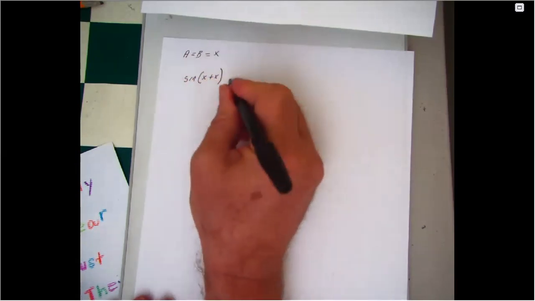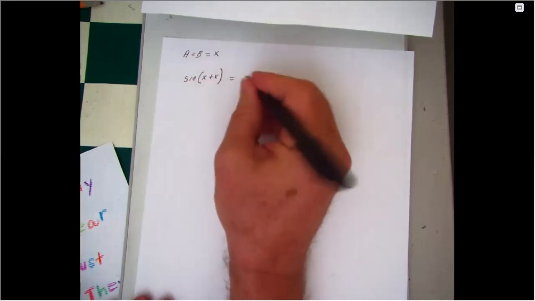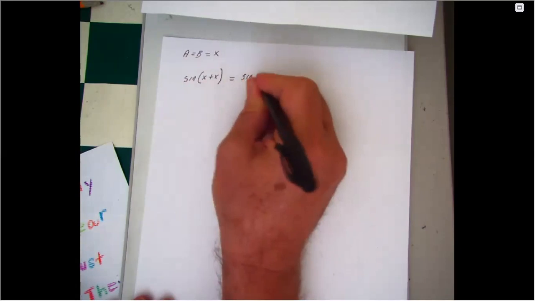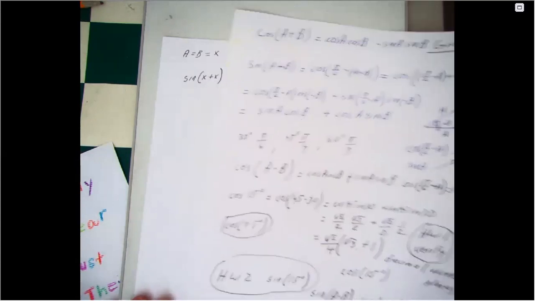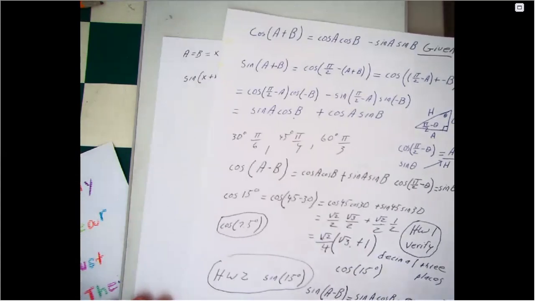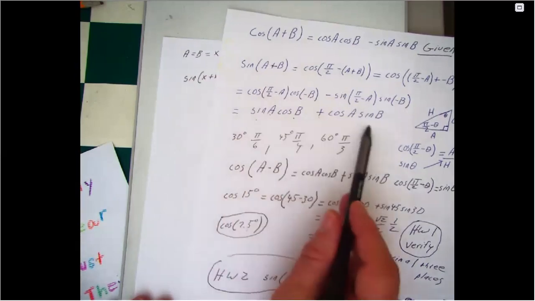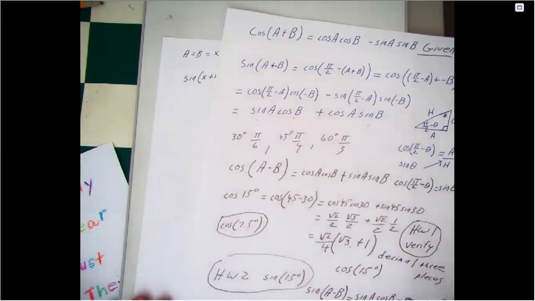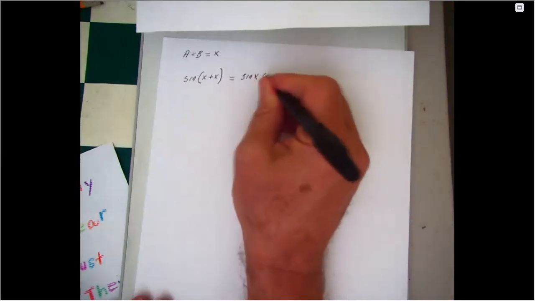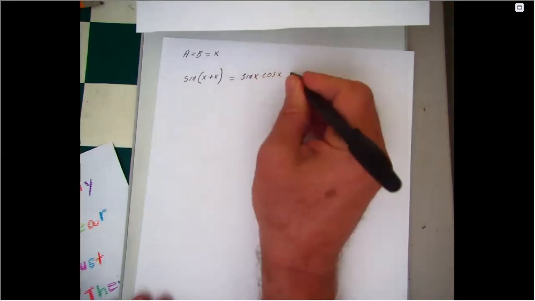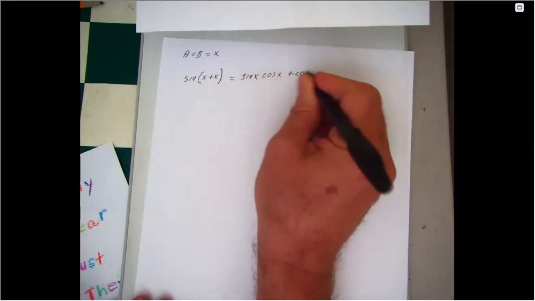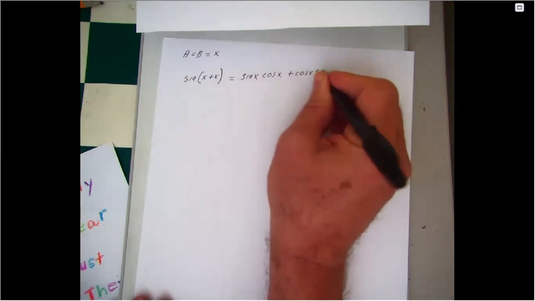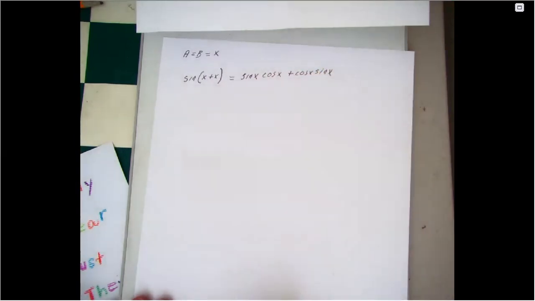And that's equal to the sine of X. Again, I'm just using this formula right here. The sine of A plus B is equal to this, okay? The sine of A plus B is equal to that. So let's write it down: sine X cosine X plus cosine X sine X.